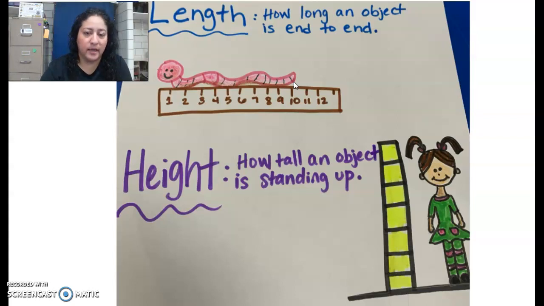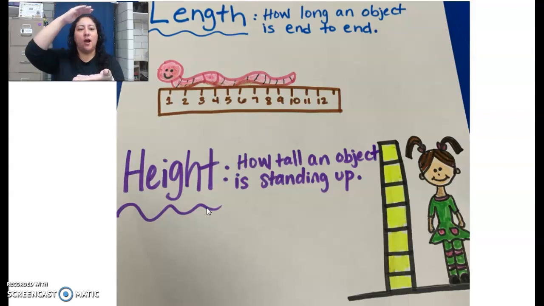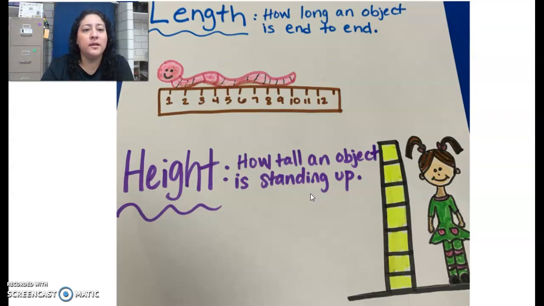Length. Height is how tall an object is standing up. So when it's standing up, how tall is it? That's height. Can you say height? Height. Good job. So that's what we're going to be talking about today.